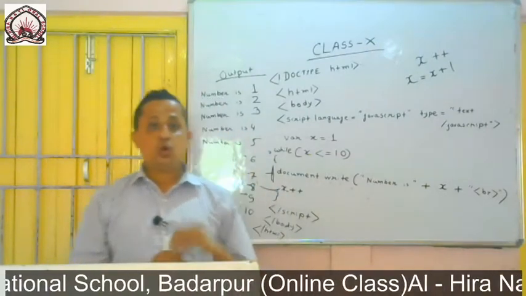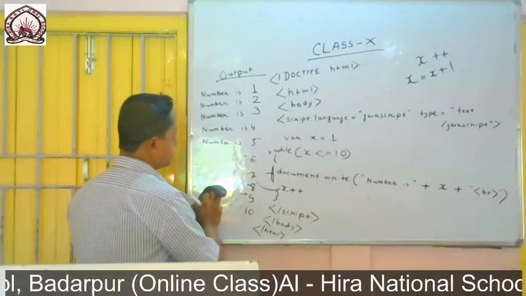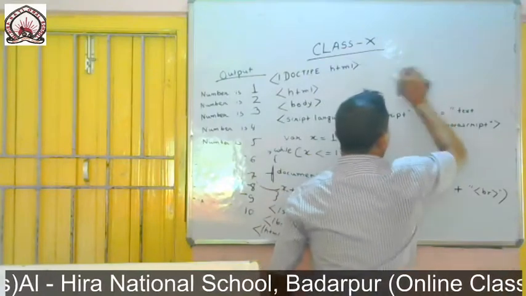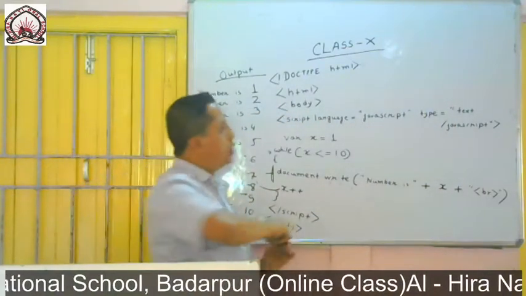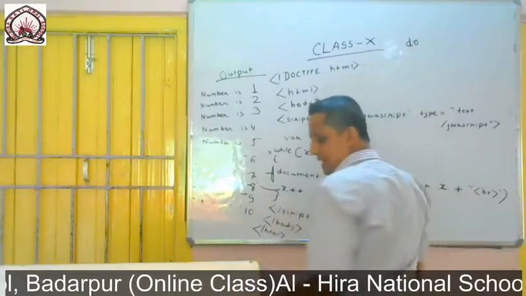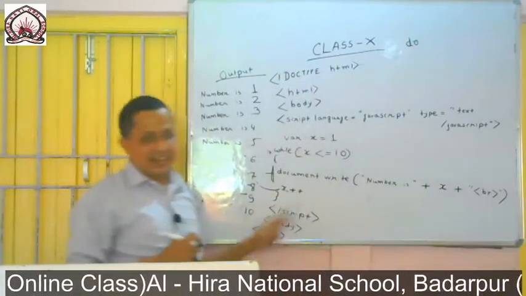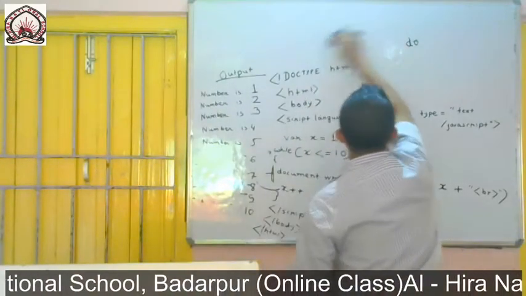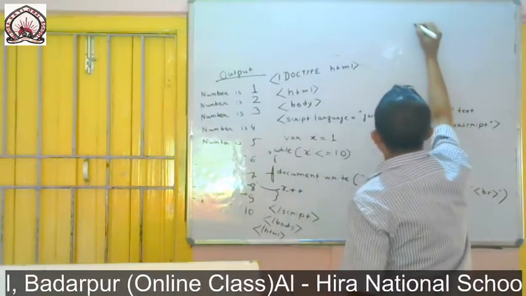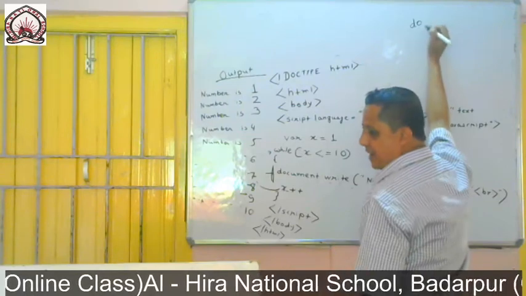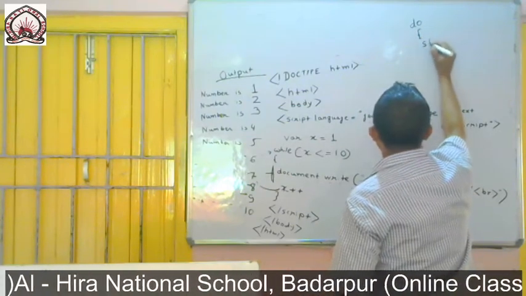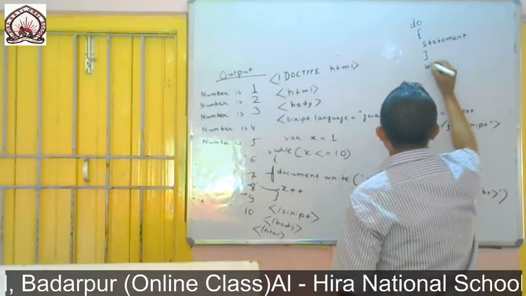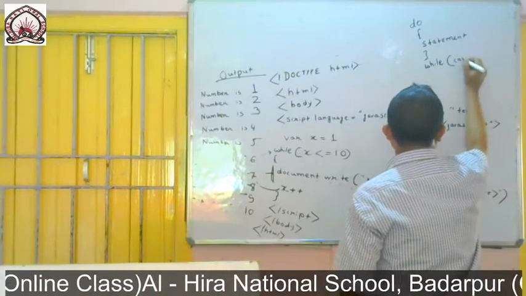Now let me come to the do while loop. The general format of the do while loop is like this. Let me erase this part above, but I am not erasing this one, because I will do the same program using do while. The general format is do, then after do it is statement, then while condition.